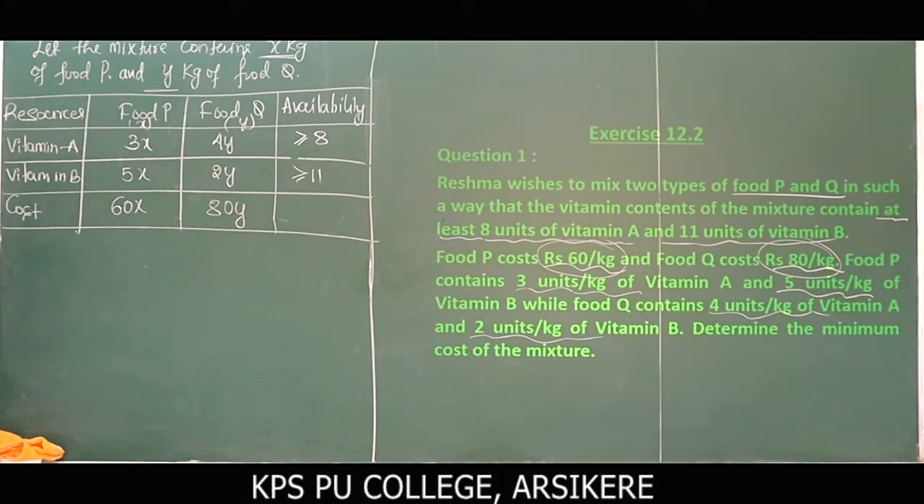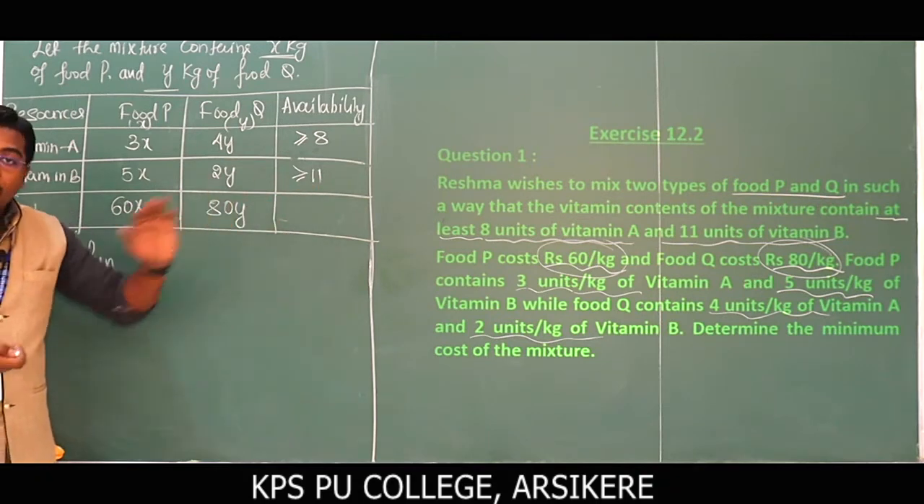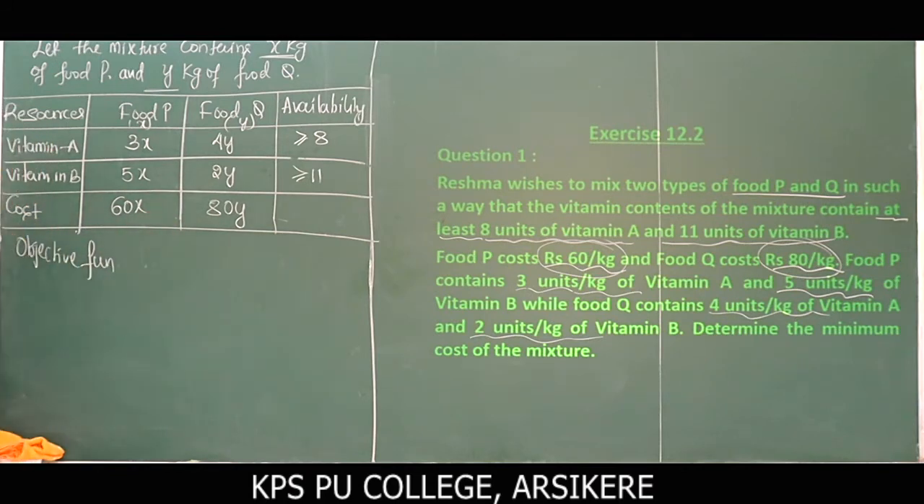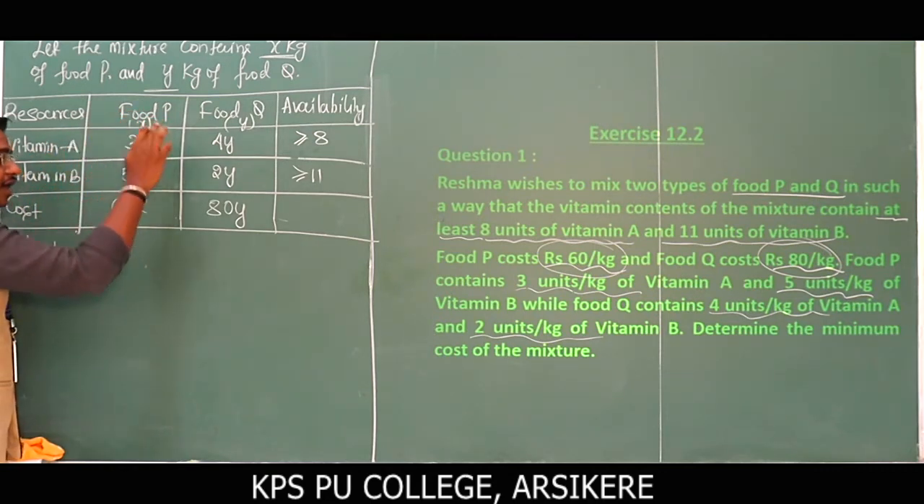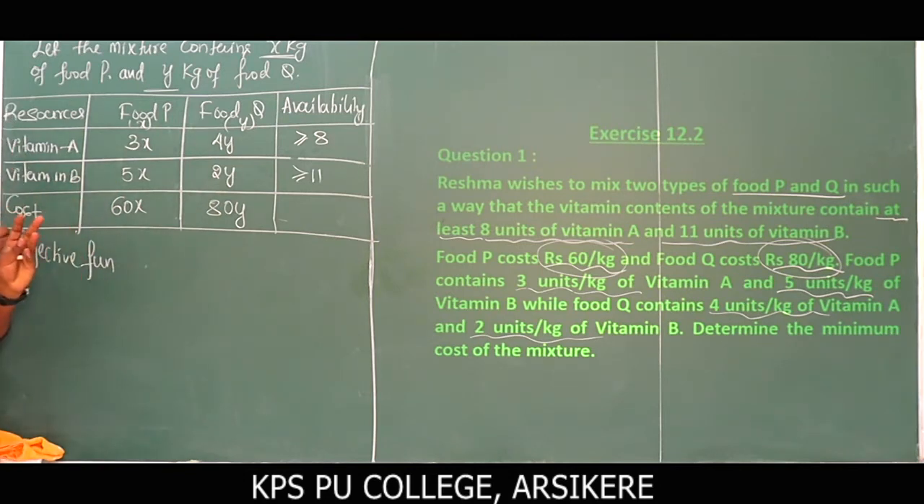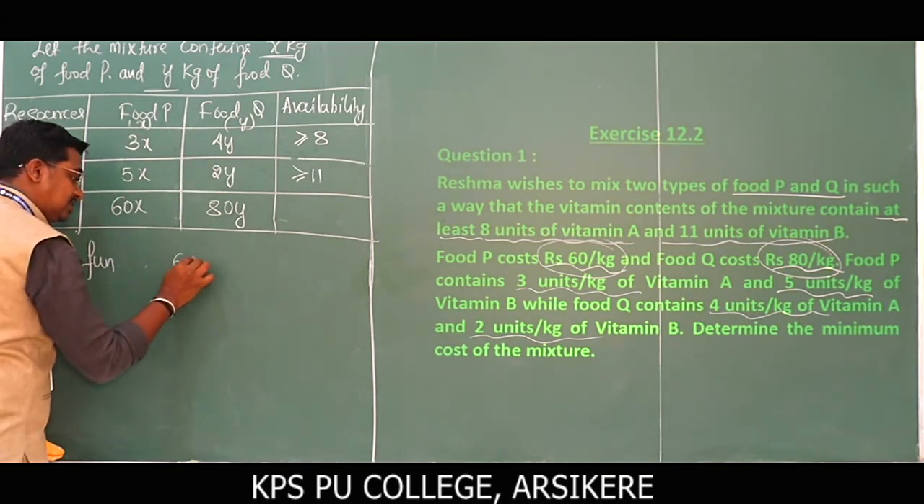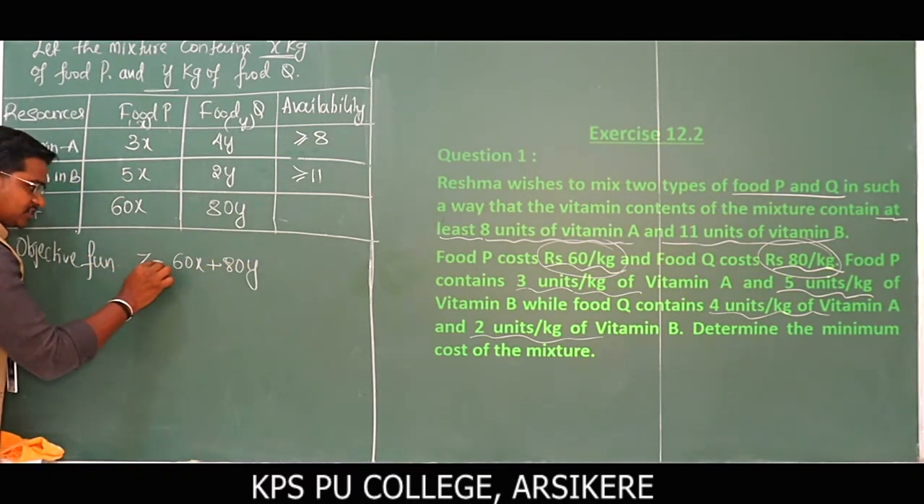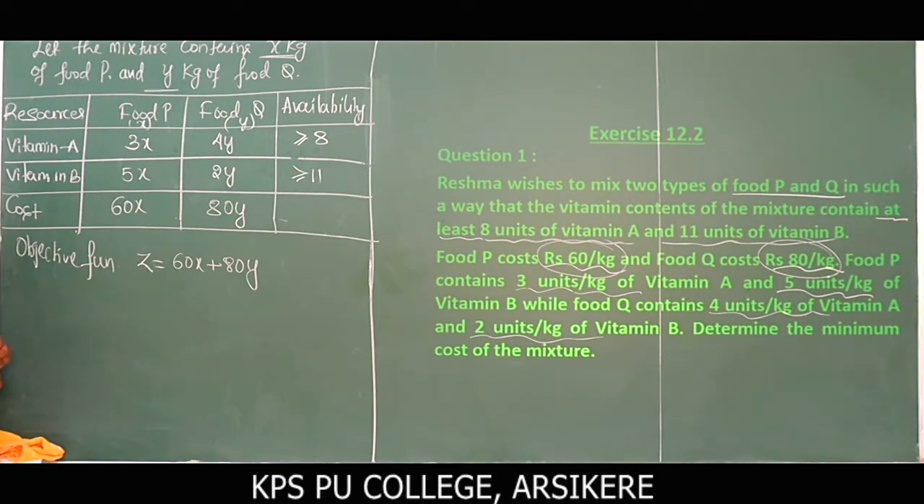So now we can find the objective function and constraints. What is the objective function here? What is our objective or aim of the problem? Here we have to minimize, or determine, the minimum cost of the mixture. So what is the total cost? 60x for food P and 80y for food Q. So the total cost becomes 60x plus 80y. I will take z as the objective function. Z is equal to 60x plus 80y.